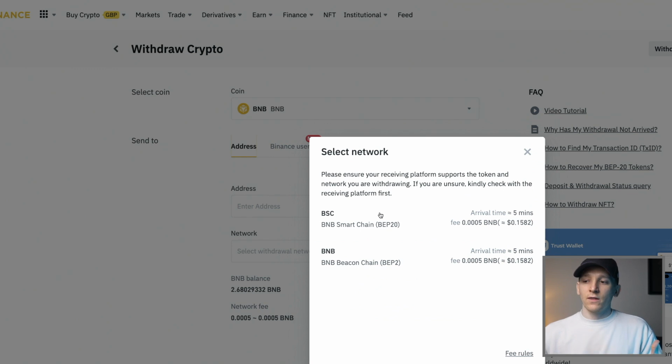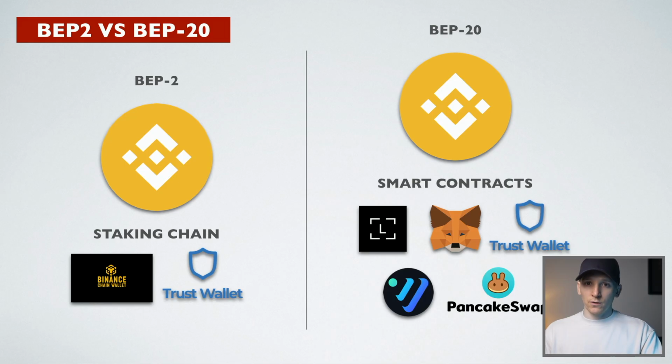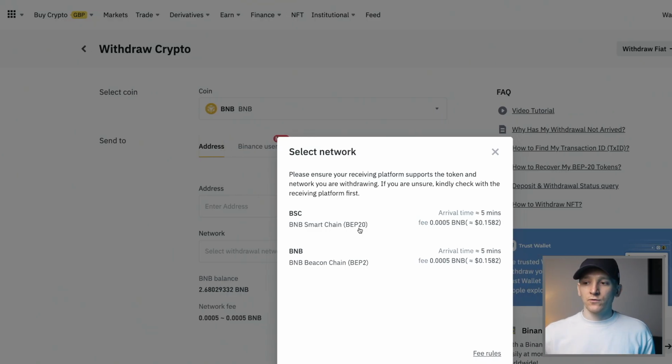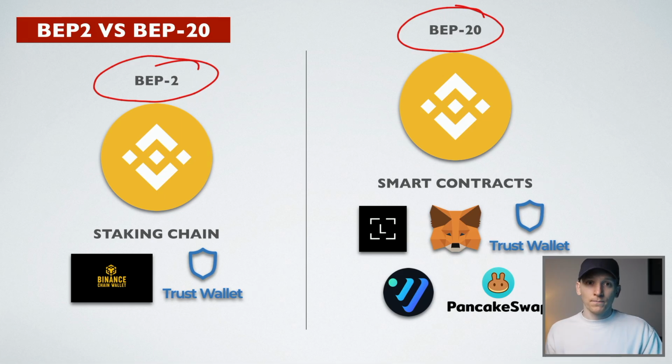And as you can see, there are two different types of network here. So what are the differences between these two networks, and which one should we use? Well, as you can see, BNB coin has two different types of network that you can withdraw it on. It has the BEP2 network and the BEP20 network. You can easily see that here when you withdraw. BNB Smart Chain BEP20 and BNB Beacon Chain BEP2. What is the difference here?